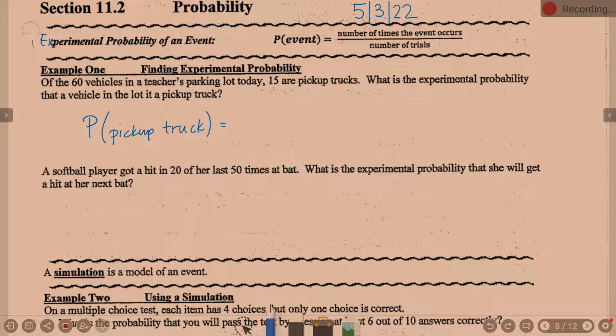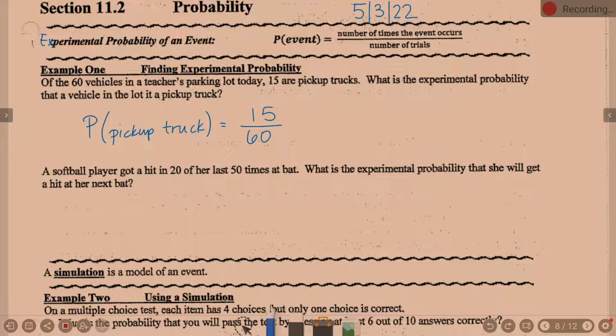What are your thoughts? She says 15 over 60. Agree, disagree? No? Okay. So, on bottom, number of trials, the total number of outcomes. How many total possibilities are we picking from? 60. Of those 60, how many times is it a pickup truck? 15. So the basic probability is 15 over 60.